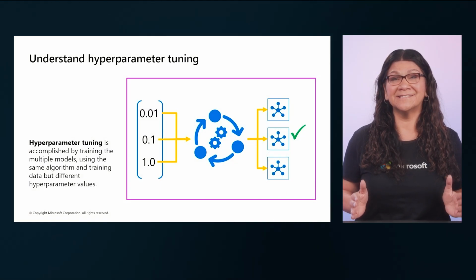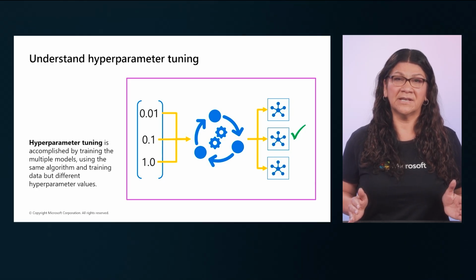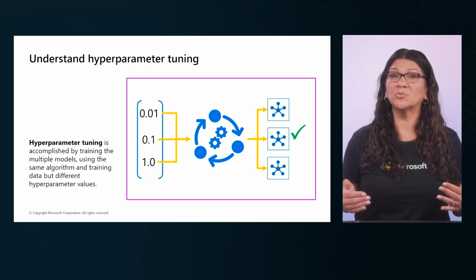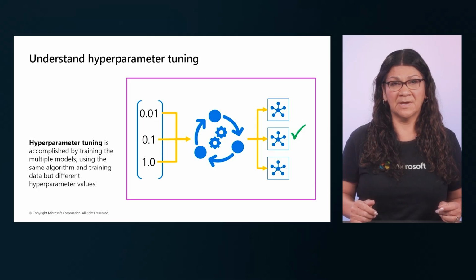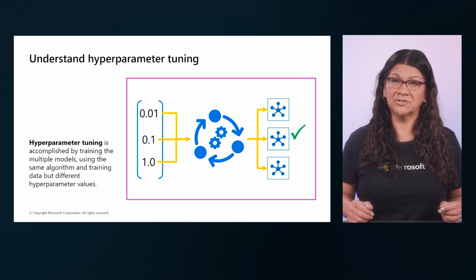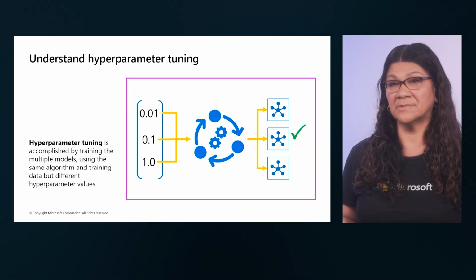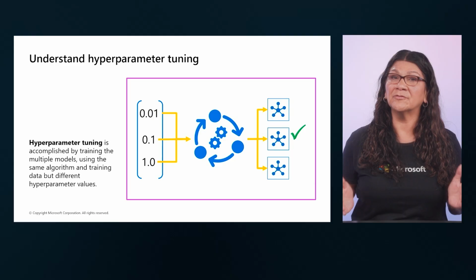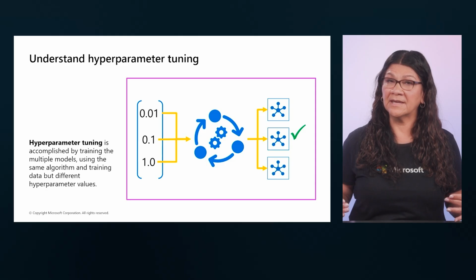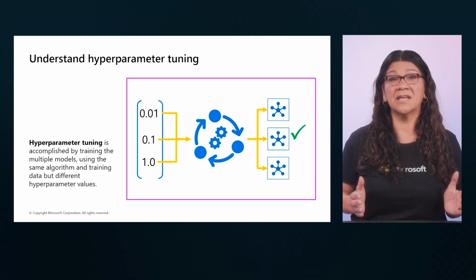Hyperparameter tuning addresses this by training multiple models using the same algorithm and training data, but different hyperparameter combinations, then evaluating each run using a target performance metric, such as accuracy or AUC, to identify the best configuration. In Azure Machine Learning, this process is streamlined through sweep jobs. A sweep job runs a trial for each hyperparameter combination, executing the training script repeatedly with different parameterized values and logging the resulting performance metric in every run.